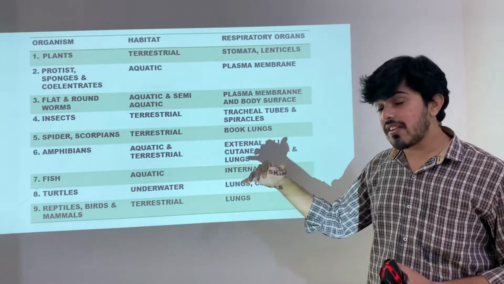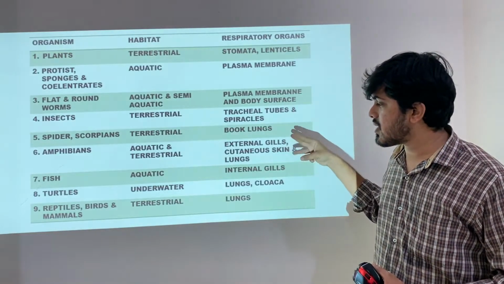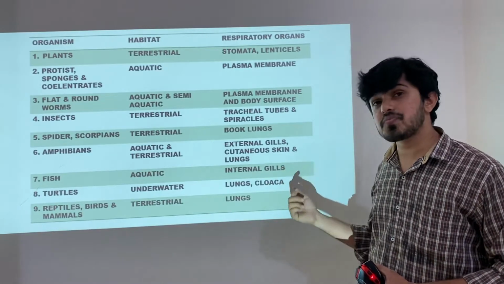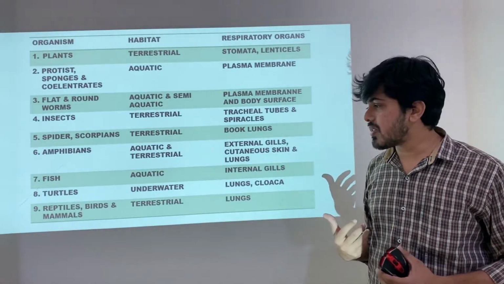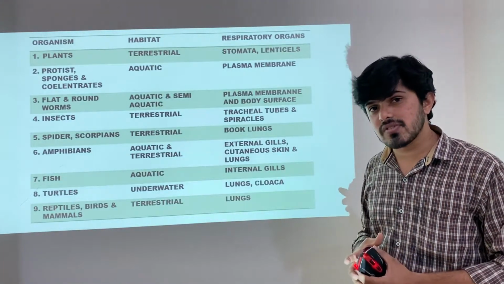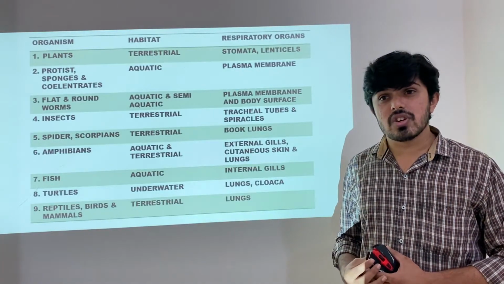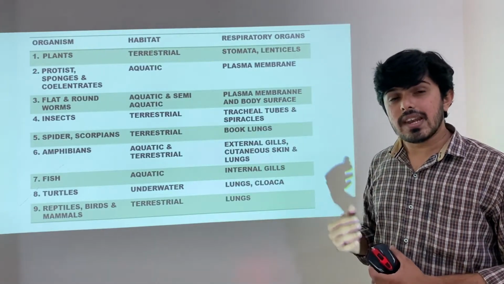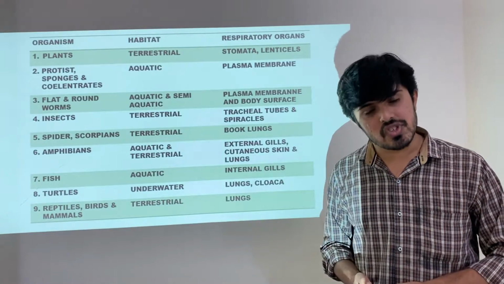Amphibians are aquatic and terrestrial, living in both conditions. They have external gills, cutaneous skin, lungs. Fishes are aquatic, they have internal gills. Turtles, especially underwater, show the cloaca, but on land they have lungs. And we mammals, reptiles and all birds have a well developed respiratory system, that is lungs. So in this lecture we have studied different lower organisms with their respiratory organs. In the next lecture we are going to start the human respiratory system, the most interesting part of this chapter.